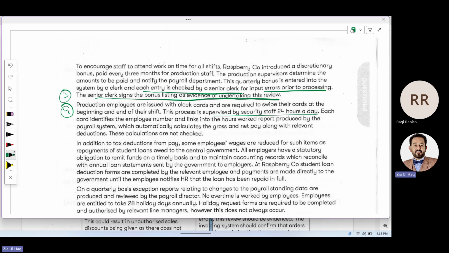What will the test of control be? Evidence will be sought by observation, at the start of the day and the end of the day, as the clock card system is supervised by the security guard.